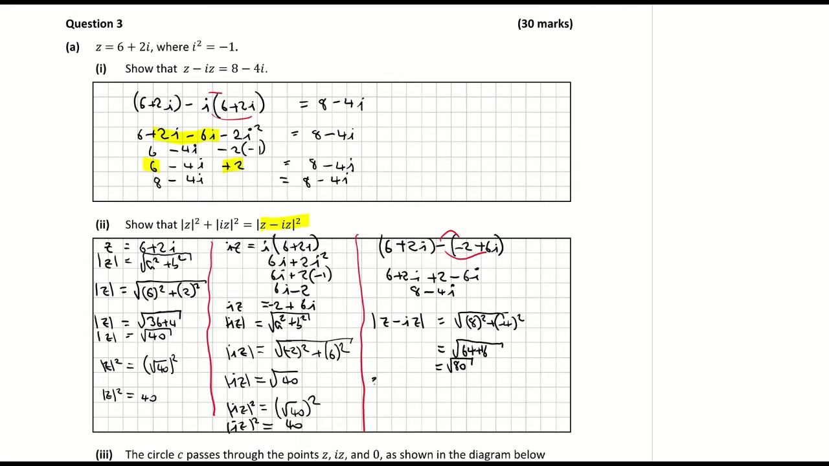Now we'll worry about the square. So it's the modulus of z minus iz, all squared. So I'm squaring the square root, which is positive 80. And you can hopefully see now that we're practically there.